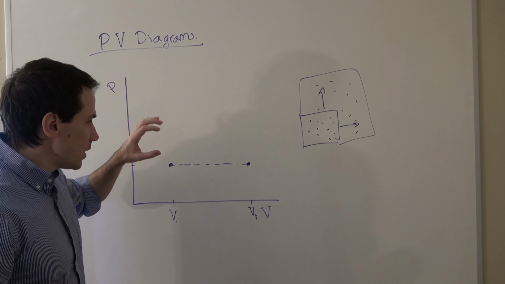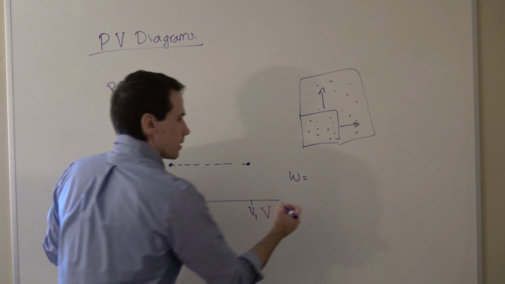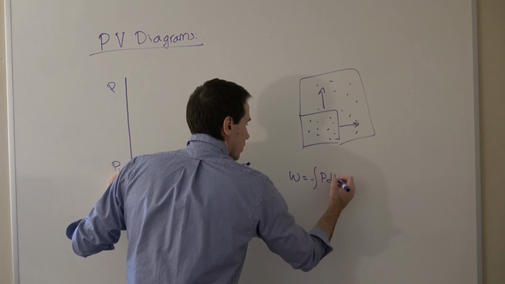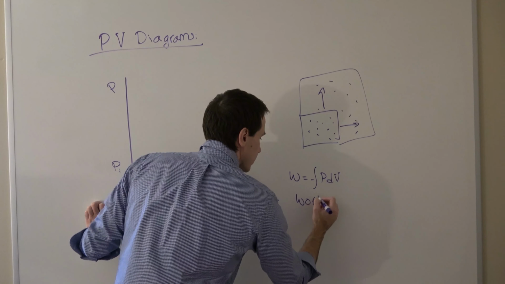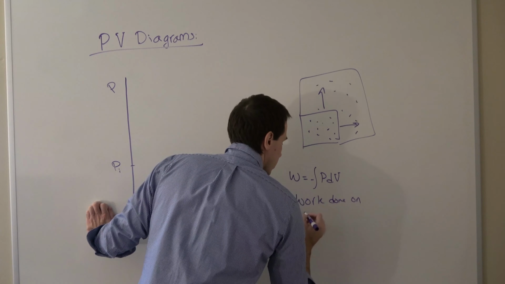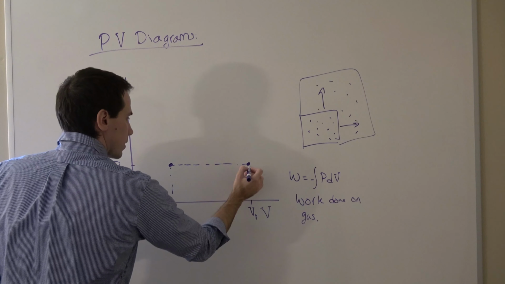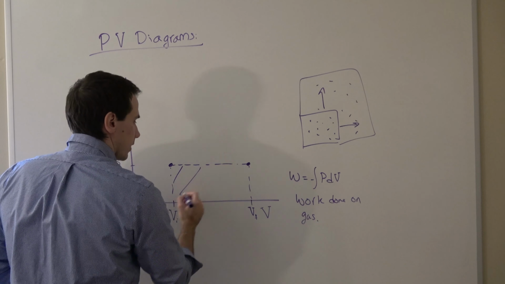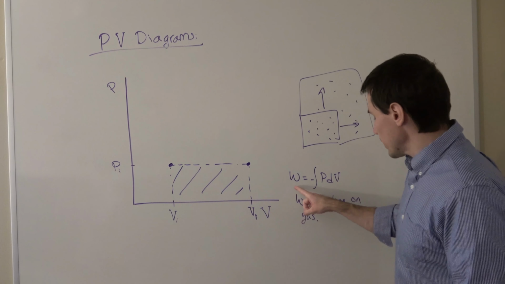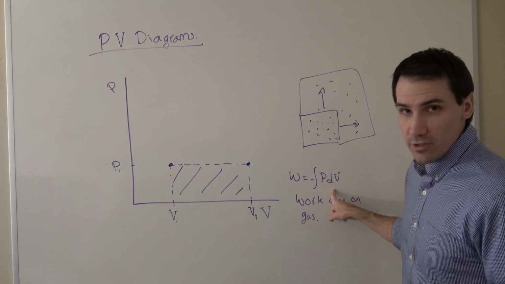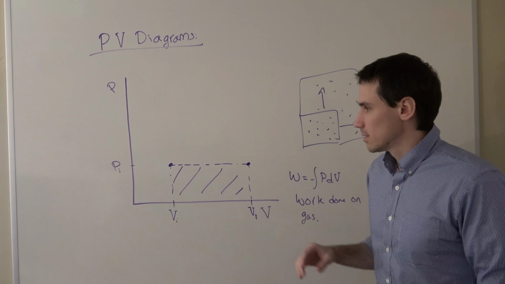Now, we know that the work done on the gas is equal to the negative integral of P dV. This is work done on the gas. Okay, well, this area here that I'm highlighting, that is the value of this integral, right? Work equals integral of P dV. That is the area under this line.